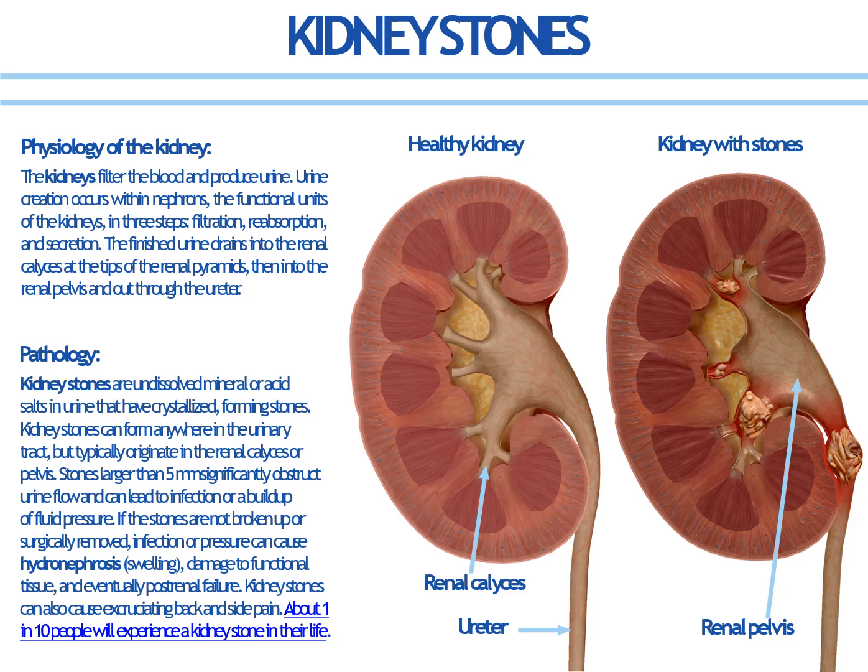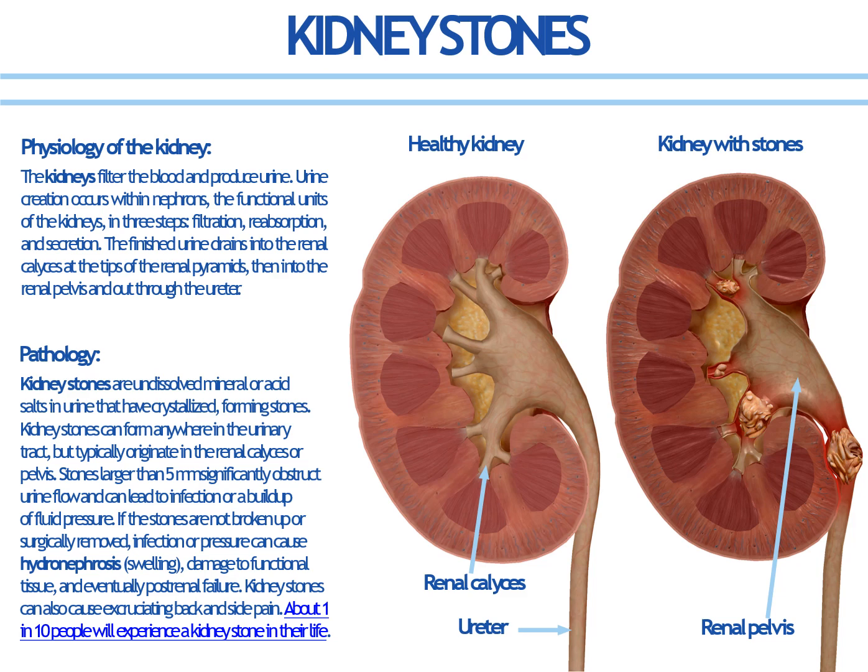Kidney stones is the next common pathology that we will consider. The physiology of the kidney. The kidneys filter the blood and produce urine. Urine creation occurs within the nephrons, the functional unit of the kidneys, in 3 steps: filtration, reabsorption, and secretion. The finished urine drains into the renal calyces at the tips of the renal pyramids, then into the renal pelvis and out through the ureter.